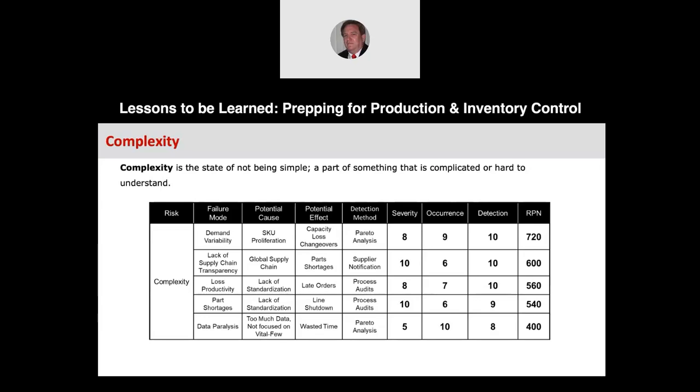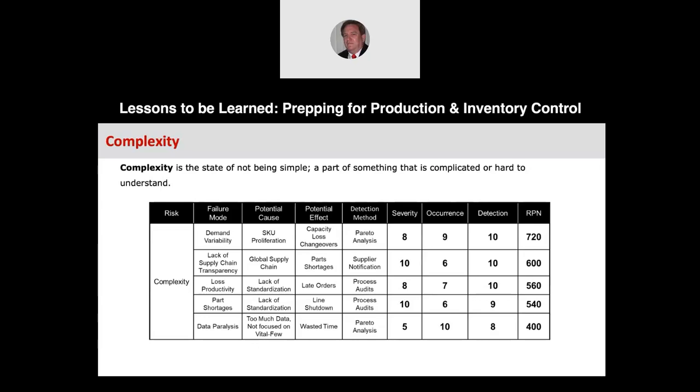Part shortages, lack of standardization. You're buying too many parts, and the more parts you buy, the more chance you've got for part shortages. And when you have part shortages, you always have a chance of a line being shut down. So that comes out with a fairly high RPN of 540. Data paralysis. We'll talk about this when we get into the emerging technologies about big data and everything. We'll go through the Pareto analysis, and I've got some very strong points of view on this.